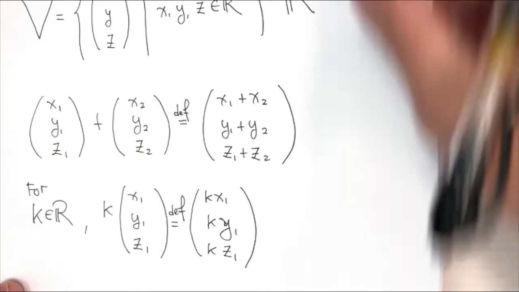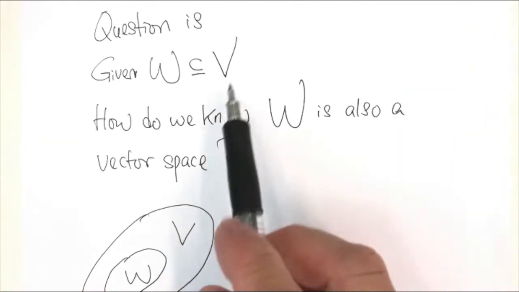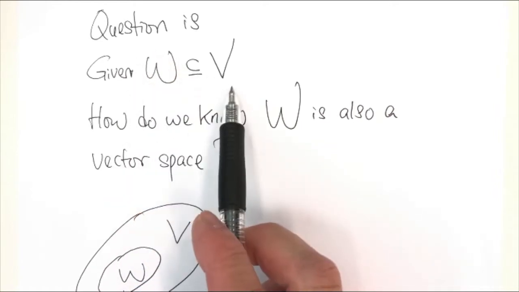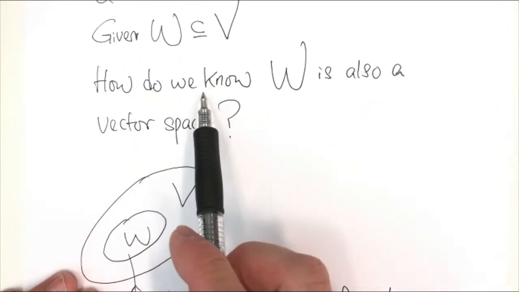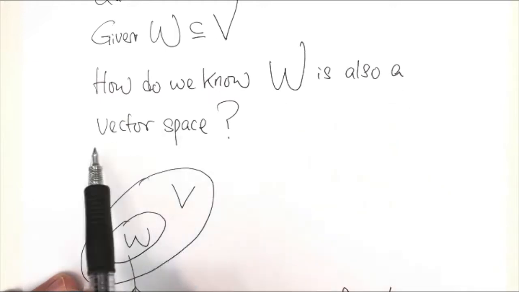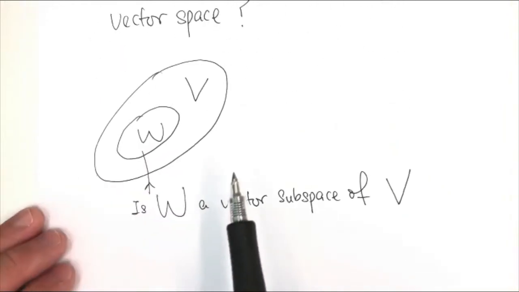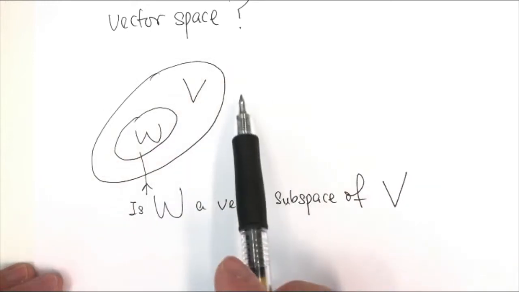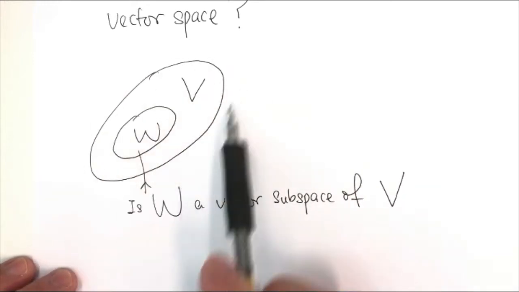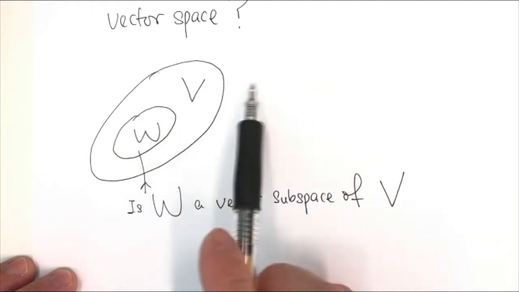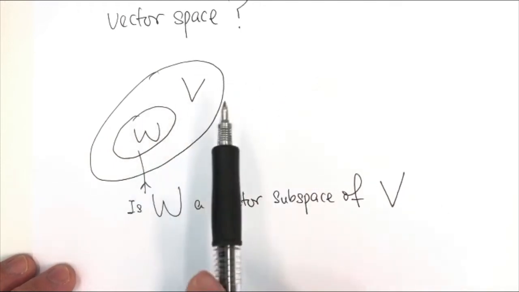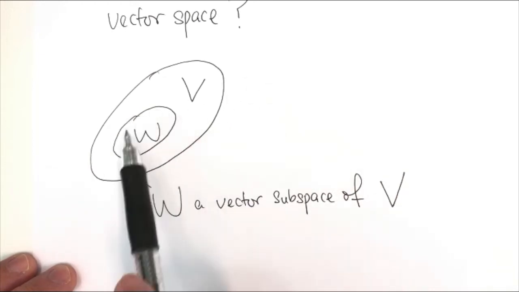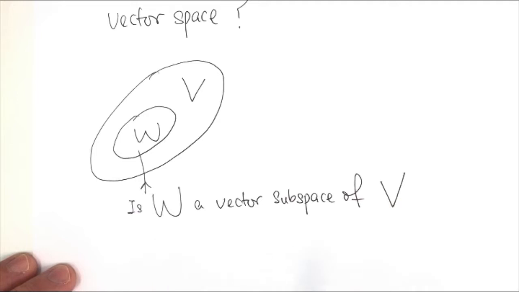Now, the question for today is, suppose you have a vector space V, and then you have a W, which is a subset of V. The question is, how do we know that this subset W is also a vector space? If you look at the Venn diagram, we have W sitting inside V. So V is given as a vector space, so it's a set with two operations, addition and scalar multiplication. The question is, will this subset together with those two operations also form a vector space?